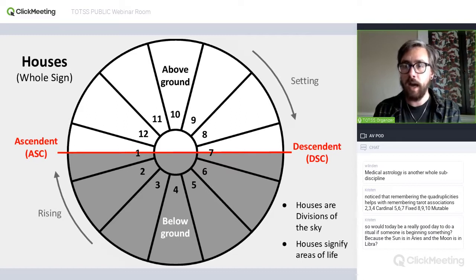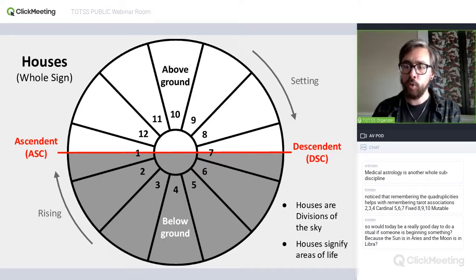These are divisions of the sky. This is anchored to the sky in a particular place at a particular time. And they also signify areas of life. Now we're not going to really worry about the meanings of the individual houses today, but the one you should be aware of is the first house, which is also called the ascendant or the rising sign or ascendant sign. That represents, in a birth chart, you yourself.